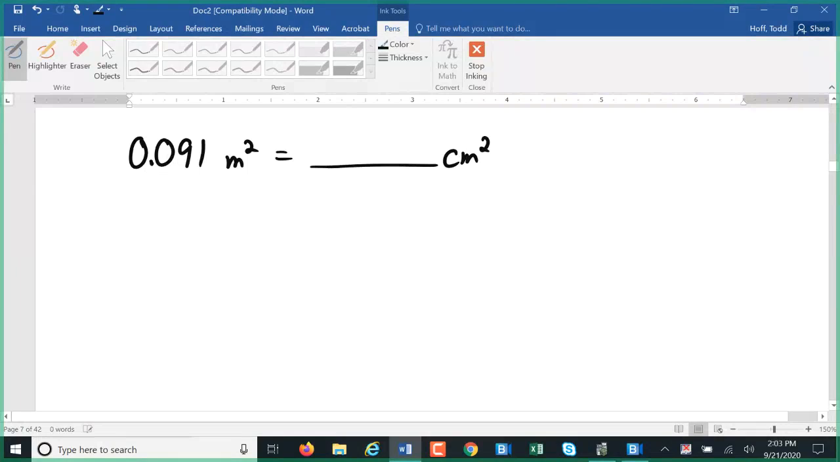In your notes, convert for me 0.091 meters squared into centimeters squared. And 720 square inches into square feet. We'll go over those in just a minute.